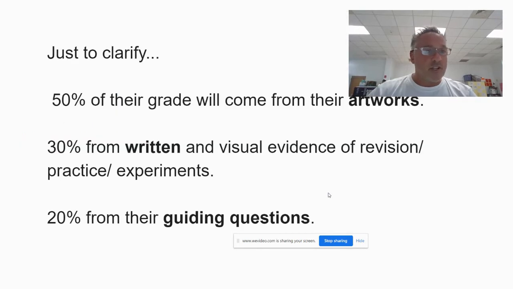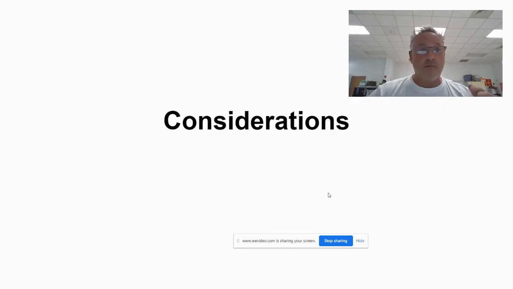All right, just to clarify, 50% of the grade comes from your artwork. 30% of it comes from written and visual evidence that you practiced, experimented, and revised. So they want to see that you can write about it and that you actually did it. And 20% comes from your guiding question. We're going to talk a lot more about guiding questions as we go along, but you've got to have a great guiding question. You want to experiment. And then if you're talented, that other 50% is where you're going to get your grade from. That's grading.